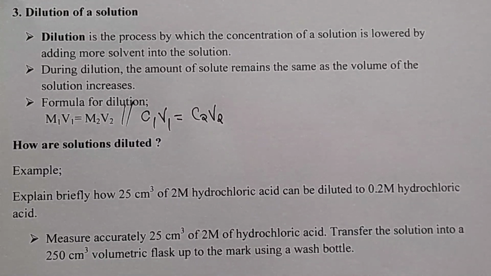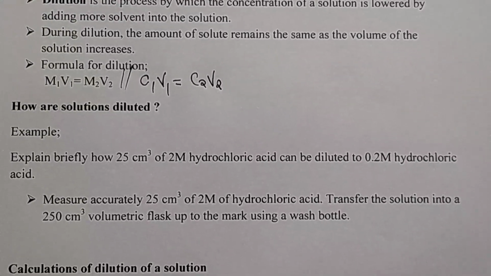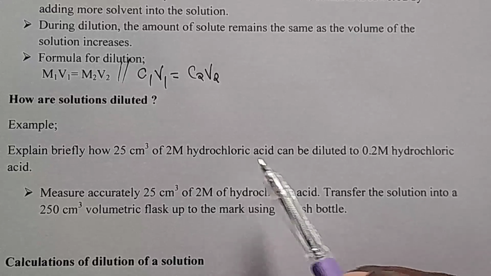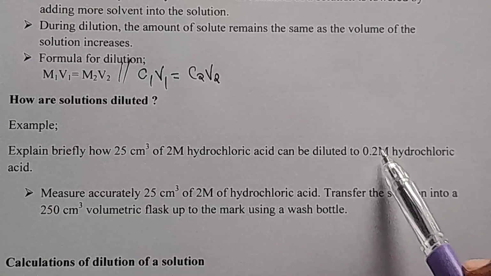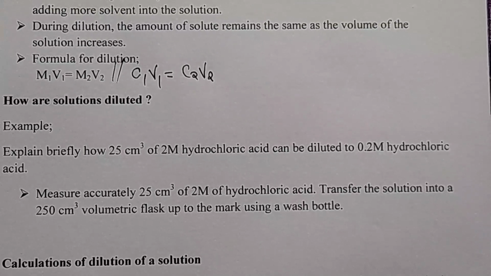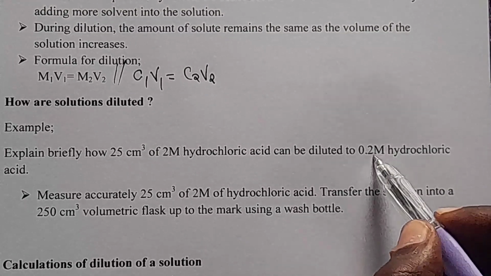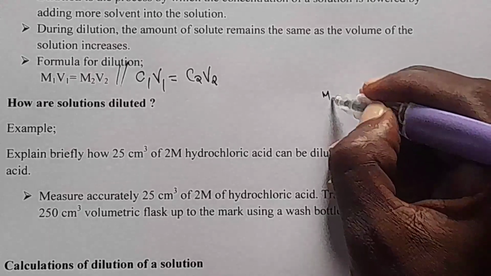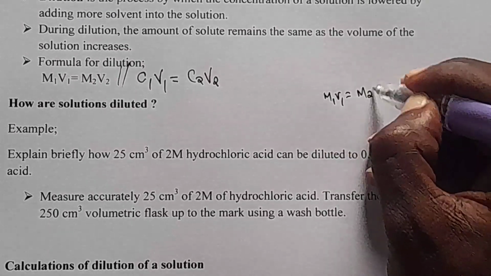So in this question we are told, explain briefly how 25 cm³ of 2 molar hydrochloric acid can be diluted to 0.2 molar hydrochloric acid. Here, first of all, we have to know the volume. We have molarity 2, but we don't have volume 2. So the formula is M1V1 = M2V2.